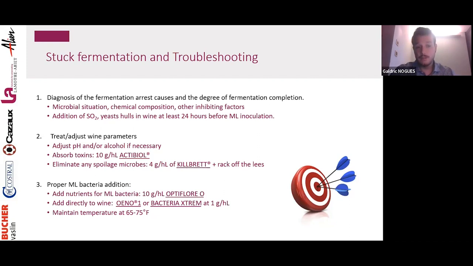And then you can go on with the malolactic bacteria. You need to add the nutrients as soon as you add the bacteria. You don't have to wait to add it. You can use it at the same time you add the bacteria, so they will benefit from it from the beginning. So 10 grams per liter of Optiflor CO. And then you add directly to the wine Under One, or Bacteria Extreme, 1 gram per hectoliter, depending on the conditions you have. If it's a low pH, I would rather go for Bacteria Extreme. And if the alcohol content is quite high, then you will go for Under One. Then you will keep the temperature at 65 to 75 Fahrenheit degrees to make sure you have proper conditions for the malolactic bacteria.